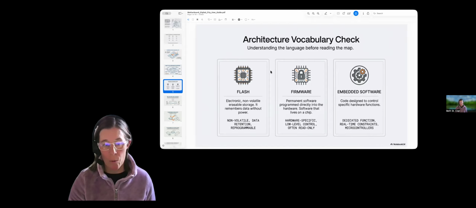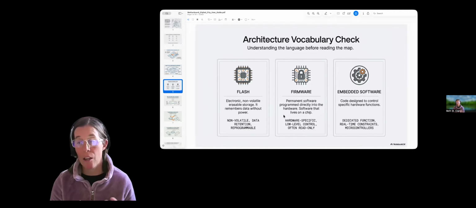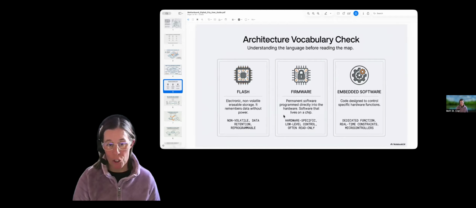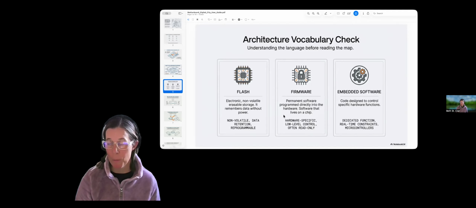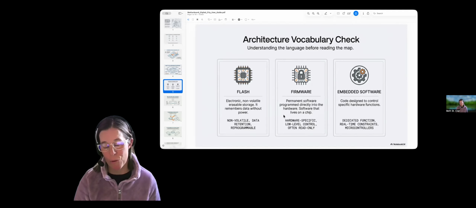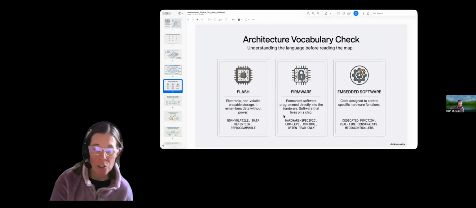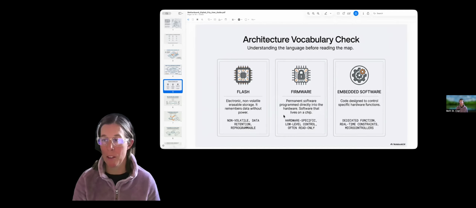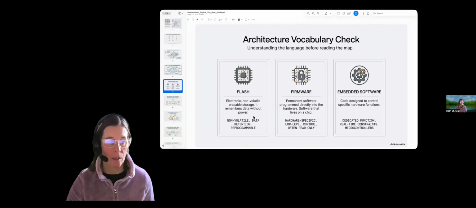So keep these three words in mind. They can get confusing, but if you think about it as flash, meaning I can erase something that's not usually erasable, on a permanent chip, which is going to be the firmware, the CMOS chip. Sometimes it's referred to as the BIOS chip, but it's the CMOS chip. And on that CMOS chip is embedded software, and that's your BIOS. Okay.